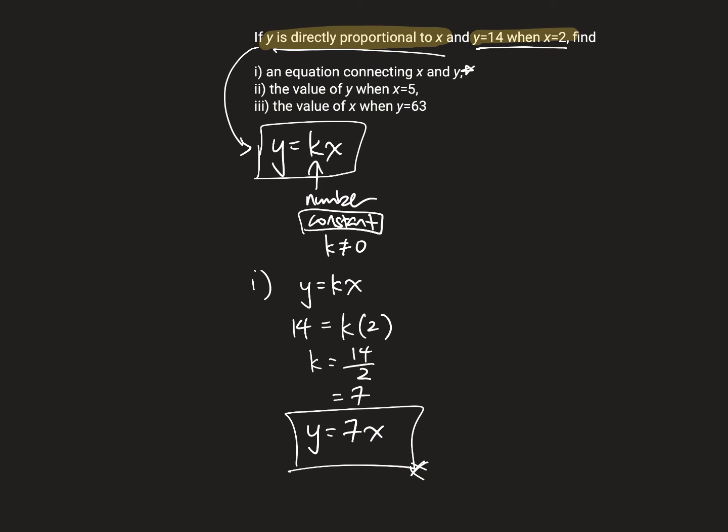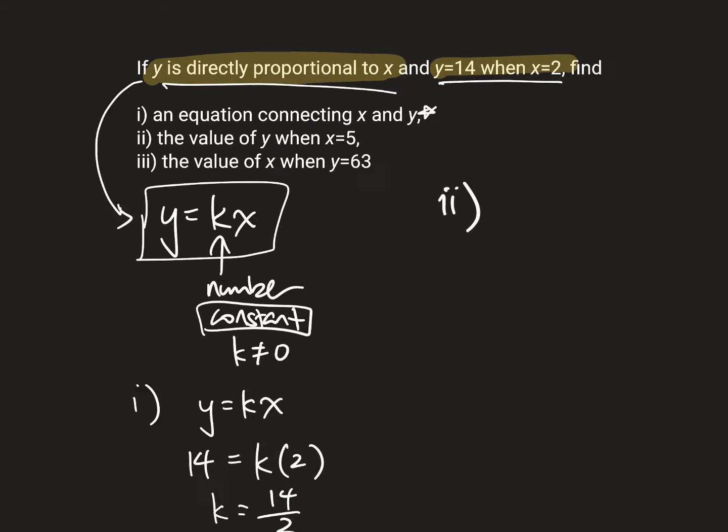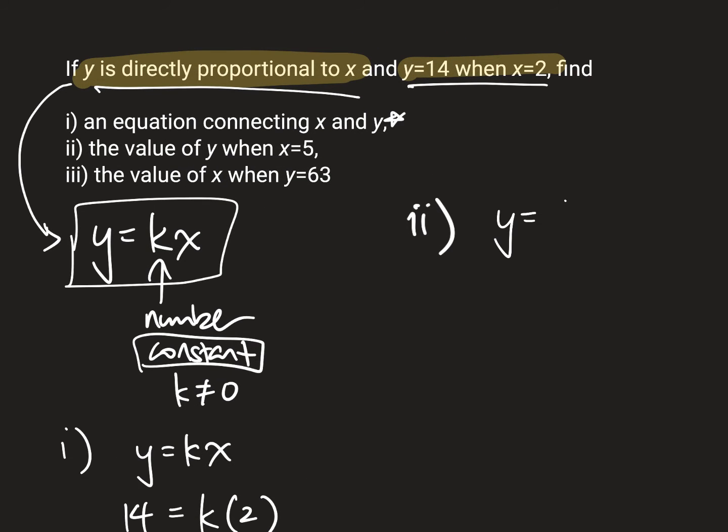So now let's do part ii. Since we already know that y equals 7x, now it says find the value of y when x equals 5. So we're trying to find y when x equals 5. We just substitute the value 5 in. y is 35.